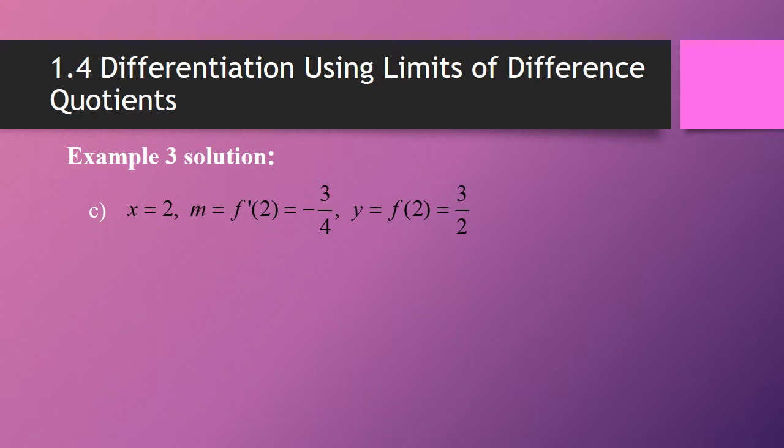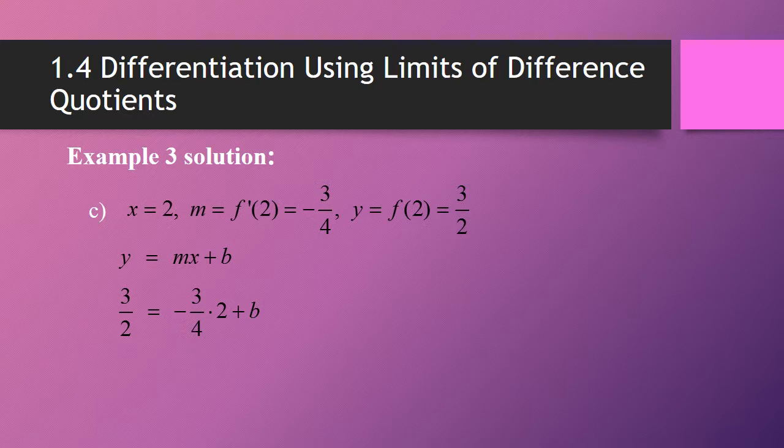Now, the equation for the line, well, x is 2, the slope is what we just found, which is -3/4, then you need the y value. Well, put in 2 to the original equation, and that gives you 3/2 for the y value. And then y equals mx plus b. What they're doing here is they're using the x, the y, and the m, and they're solving for b.